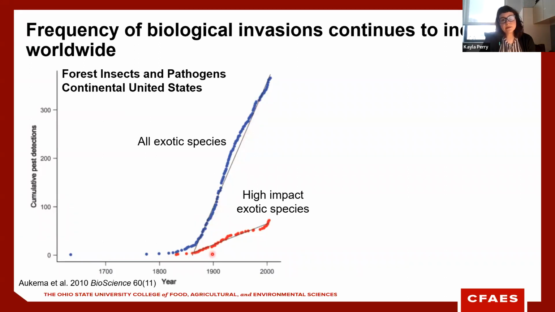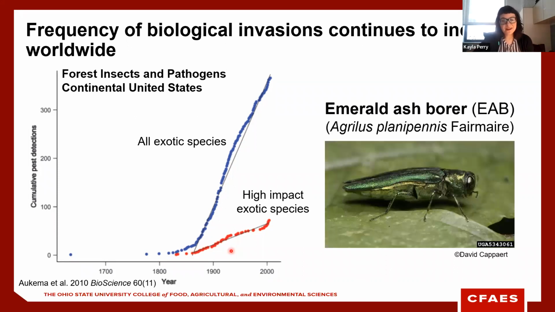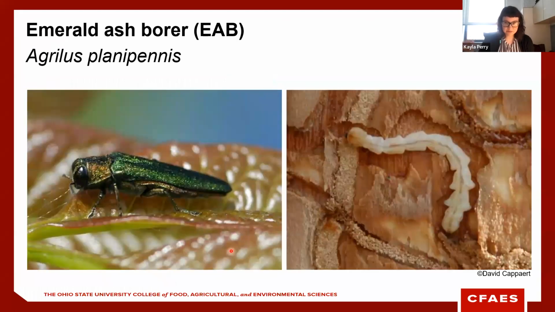And then here in red, there's a subset of these exotic species that are being detected that are considered high impact exotic species. And so these are species that have significant ecological or economic impacts. They're often termed invasive species. And of course, a really great example of a high impact exotic species that has had ecological and economic impacts is emerald ash borer, which of course is the focus of this talk today. And so since EAB was accidentally introduced into North America, it's killed hundreds of millions of ash trees.